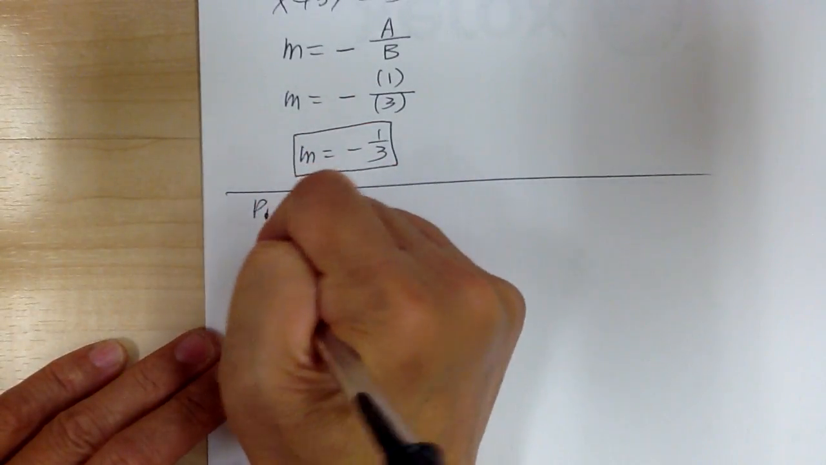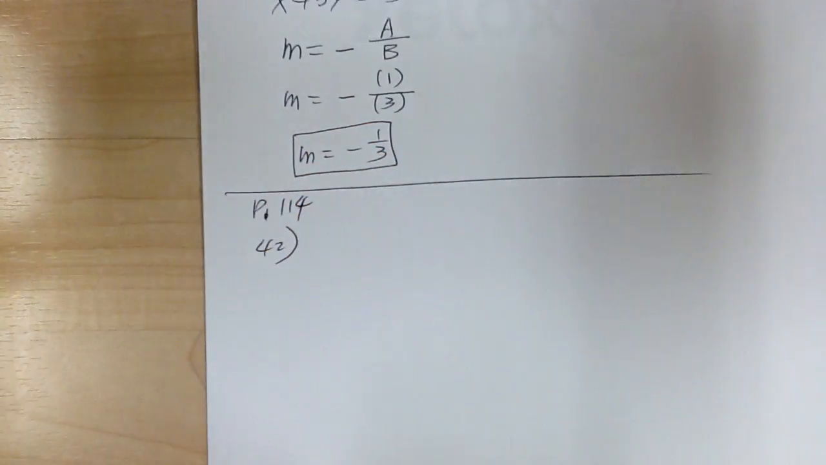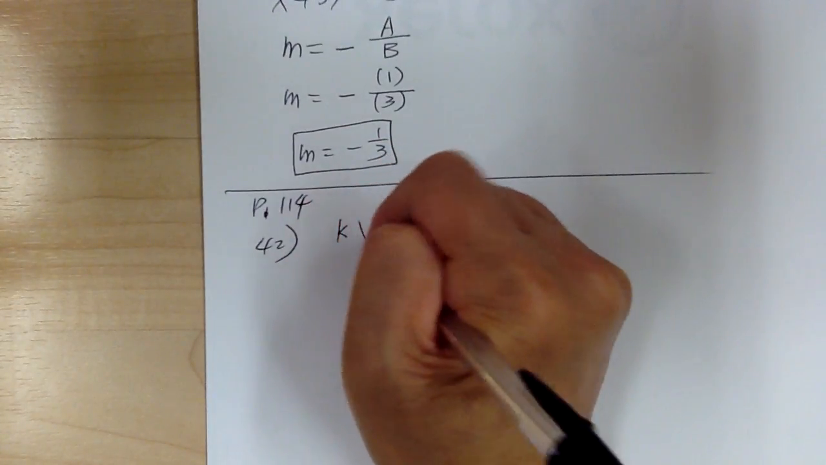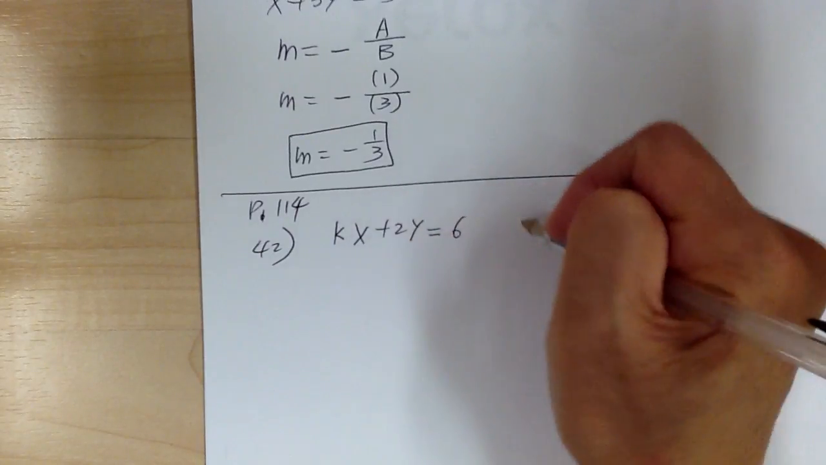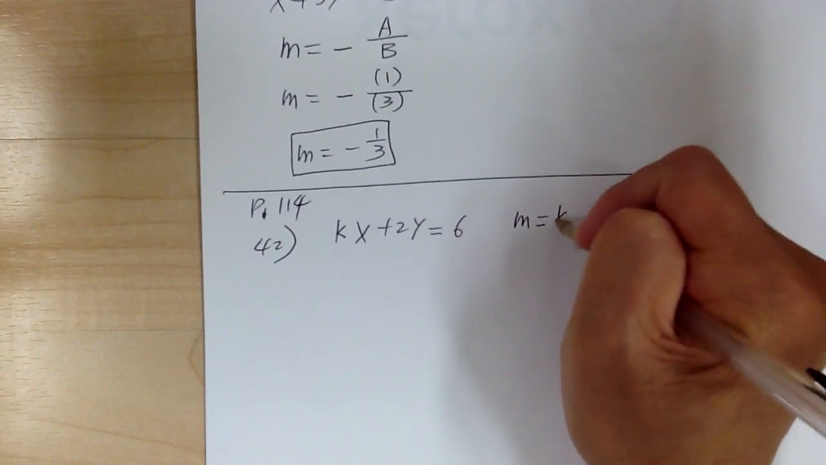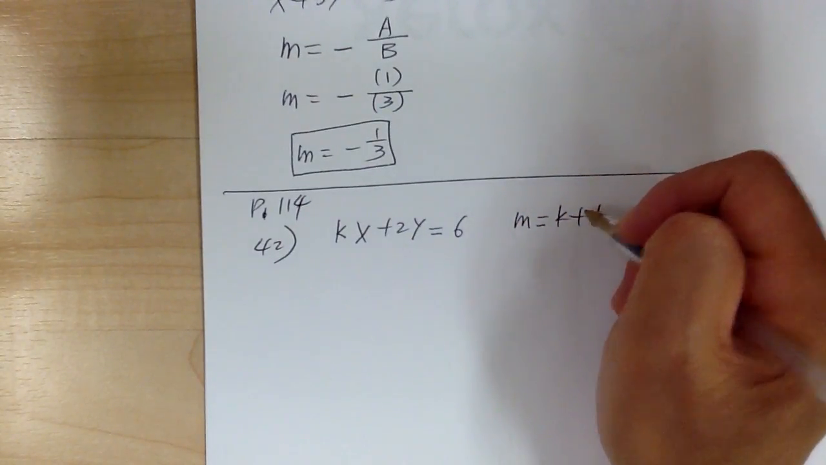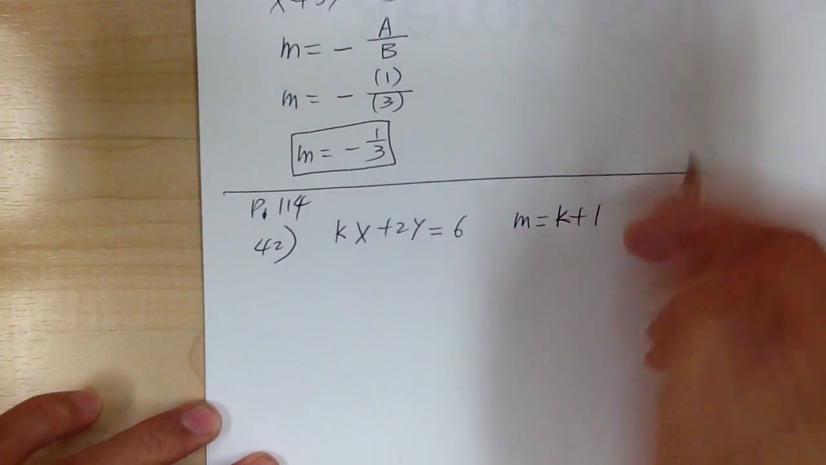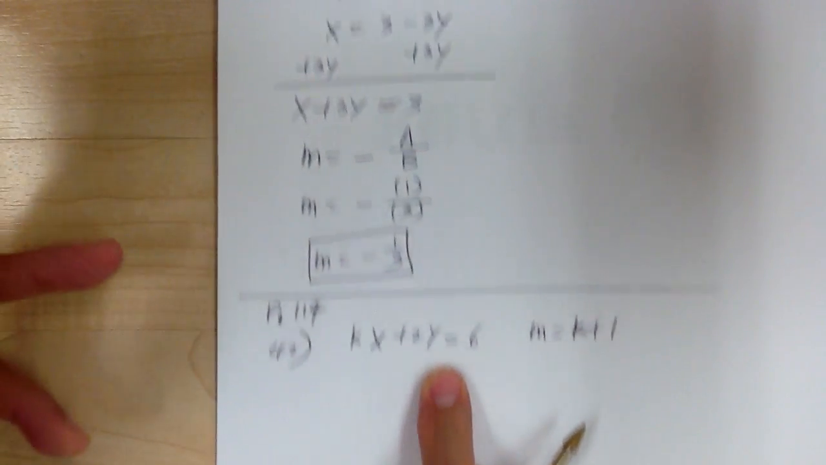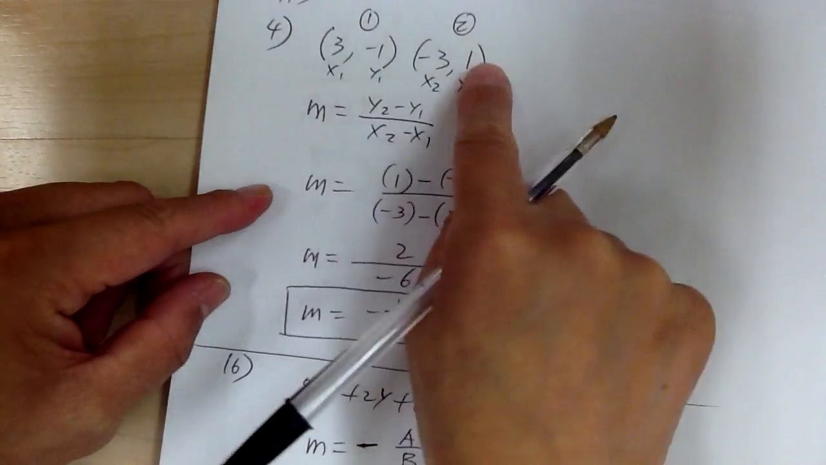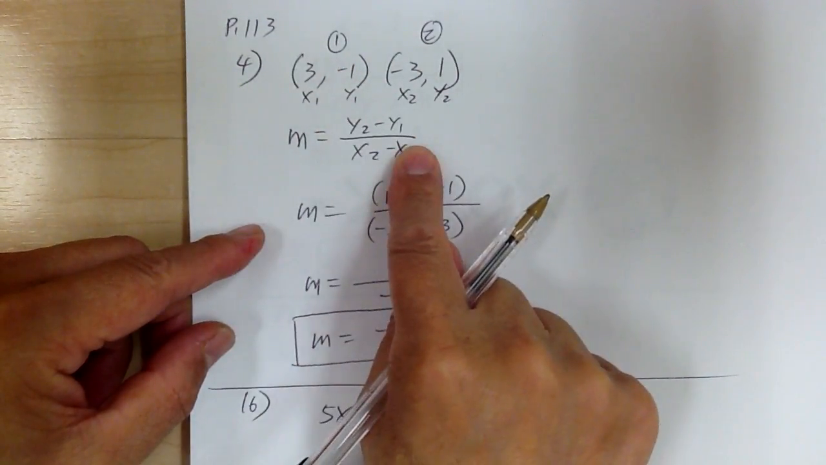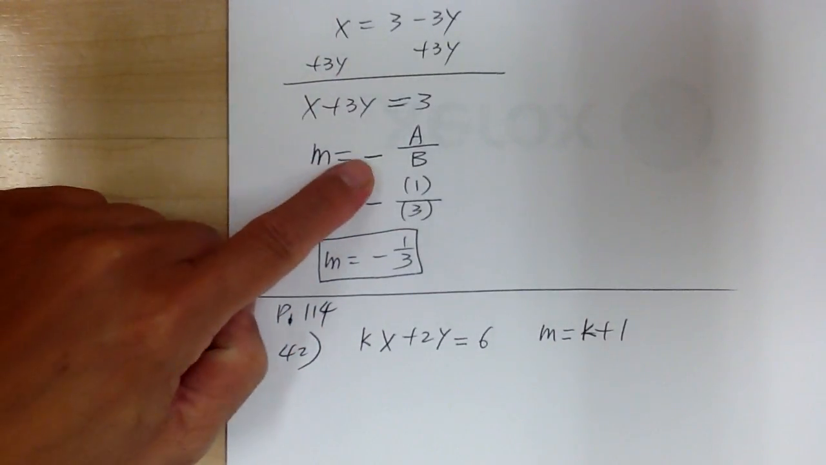And let's do number 42. Okay, number 42, you have kx plus 2y equal to 6 and m equal to k plus 1. And you're looking for the k. Again, when you have equations, there are only two formulas used, right? So when you have points, use this formula. When you have an equation, use this formula.